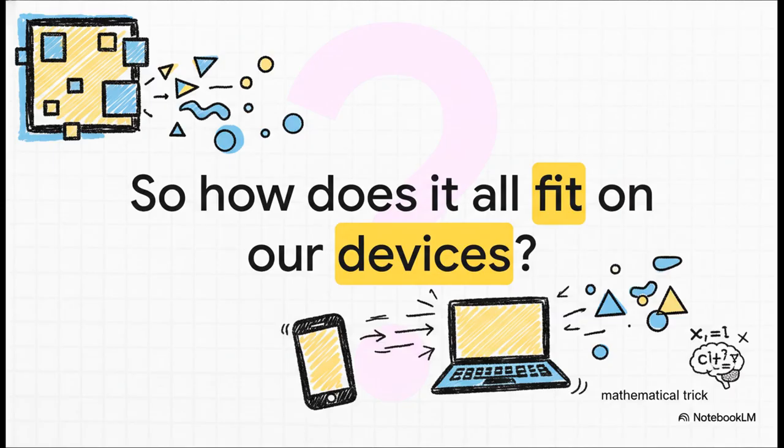So that's the fundamental problem, isn't it? How in the world do we take these gigantic, data-heavy images and shrink them down so they can just fly across the internet in seconds without clogging up the pipes or filling up our phones instantly? Well, the answer is a really brilliant mathematical trick.